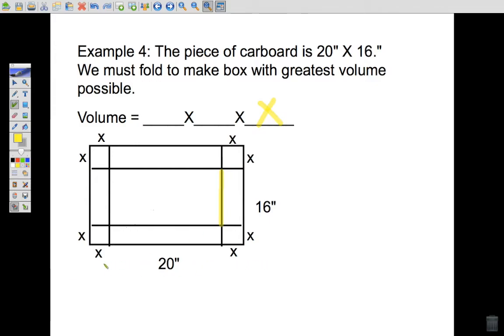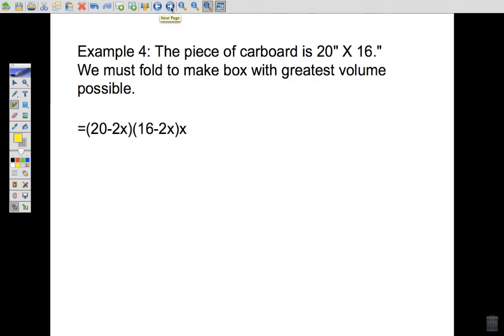The same holds true for the length of your box. This piece was originally 20, but if I want to know the length from here to here, I'm going to take 20 minus the x that I folded up on the left side, minus the x that I folded up on the right side. I just took 20 minus 2x. So the equation for the volume of your box that you want to make is the length is 20 minus 2x, the width is 16 minus 2x, and the height is x. Let's put that into the graphing calculator.